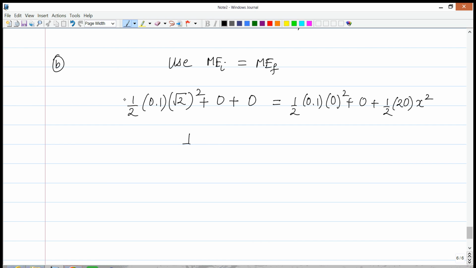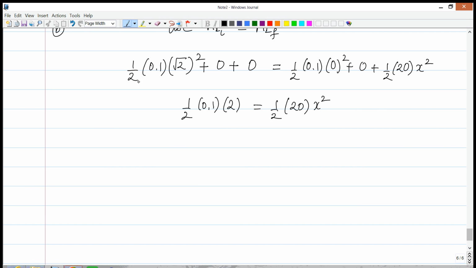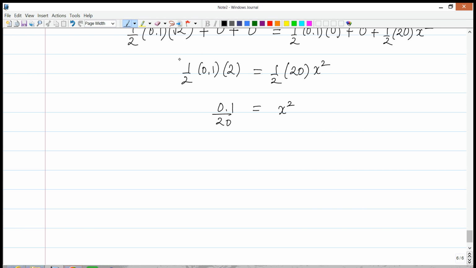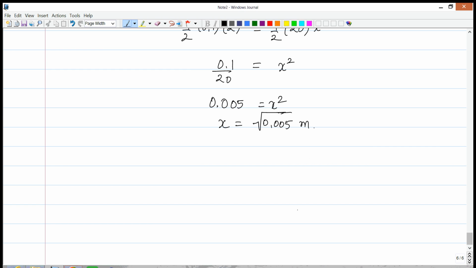So what we have is 1/2 times 0.1 times 2. Okay, square root of 2 squared is 2. And this is equal to 1/2 times 20 times x squared. And the 2 cancels out. We have 0.1 over 20 equals x squared. This happens to be what? So it will be 0.005 for x squared. And so x is equal to square root of 0.005 meters. This is the amount that the spring compresses by.